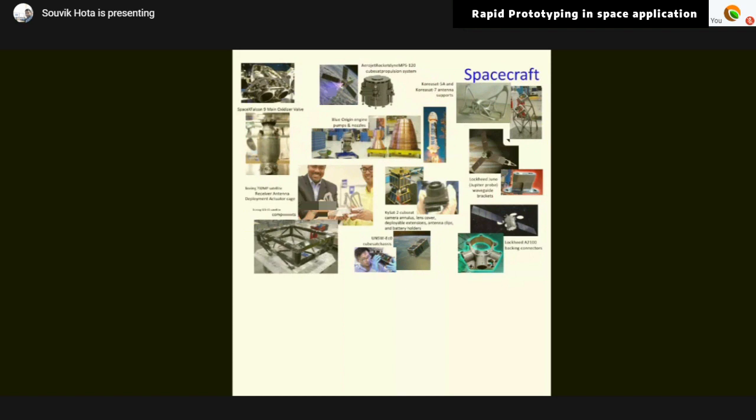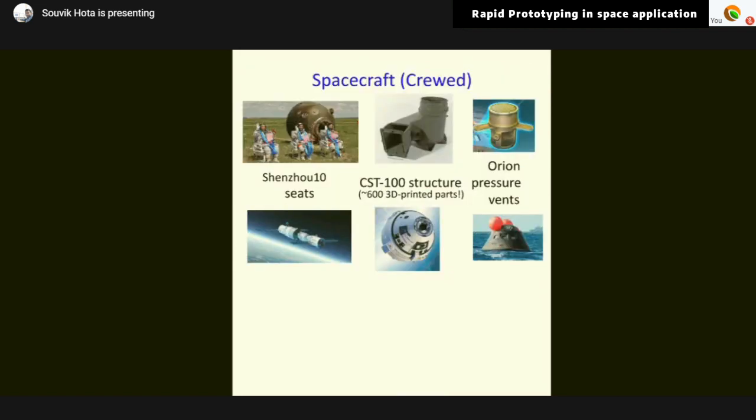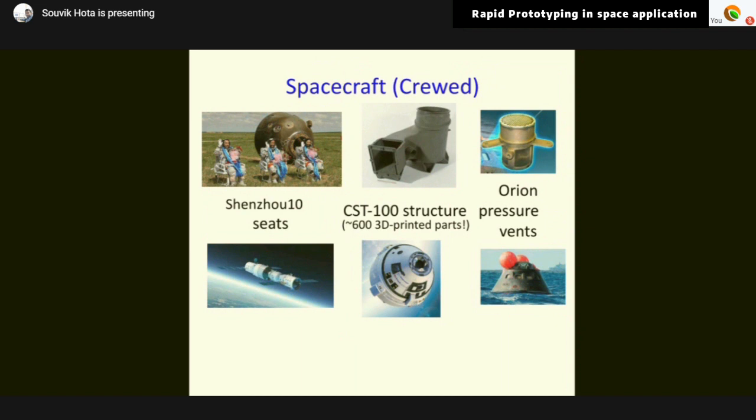So whatever I was talking about earlier, the spacecraft crew module in Tianzhou 10 seats has been made with this rapid prototyping technique, and some other things like CST-100 structure. So near about 600 3D printed parts are there in that crew module. If you know about CST-100, the Boeing CST-100 Starliner, it is crew space transportation system. It is a reusable crew capsule manufactured by Boeing as its participation in NASA's commercial crew development CCD program. Its primary purpose is to transport crew to the International Space Station. And this Orion crew module also, they are using this rapid prototyping technique to manufacture pressure vents for their crew module.